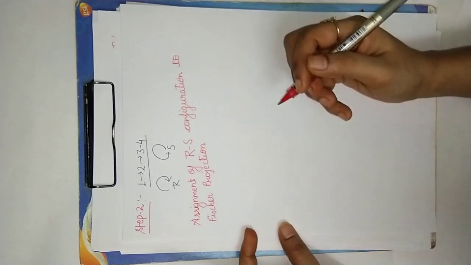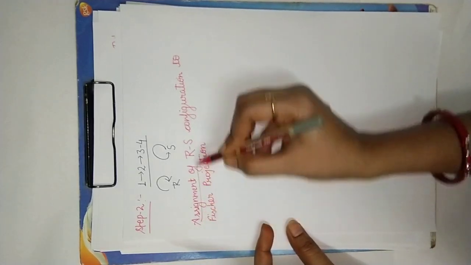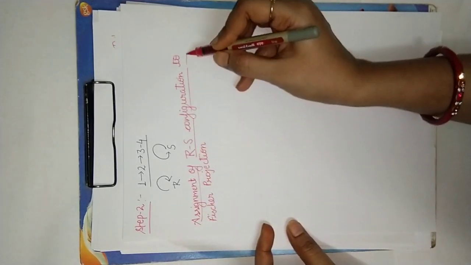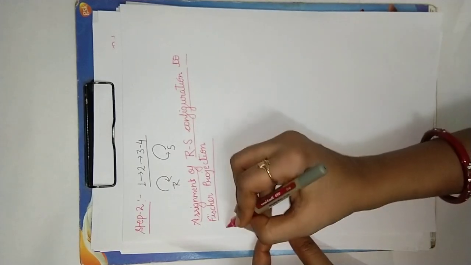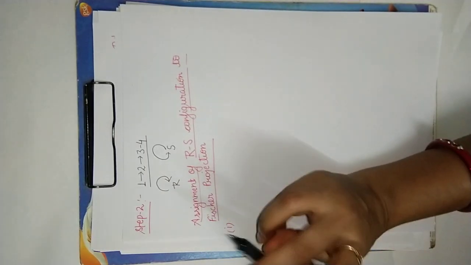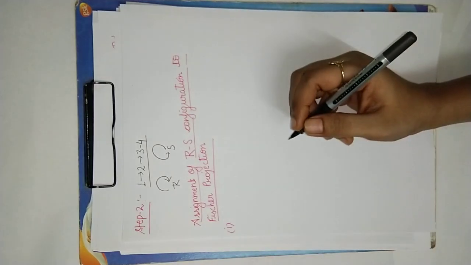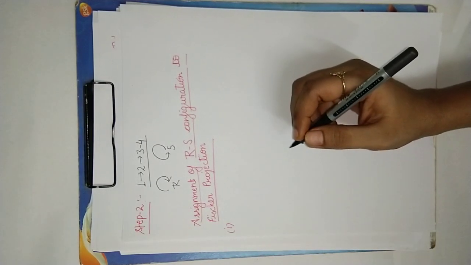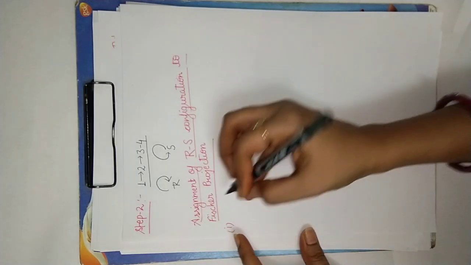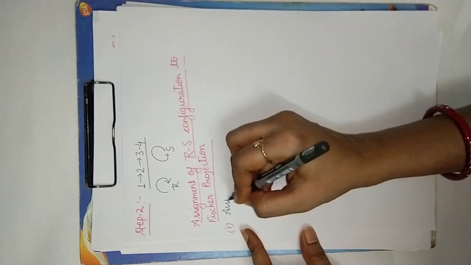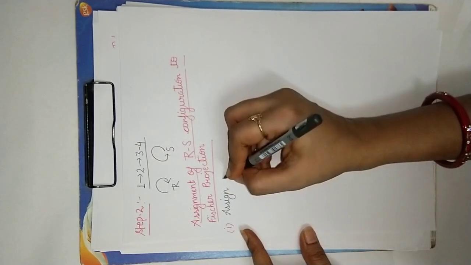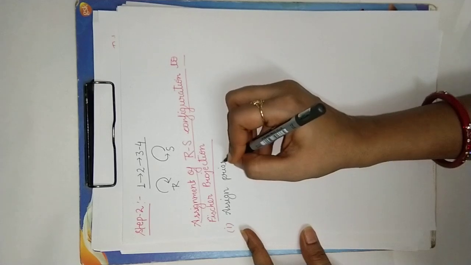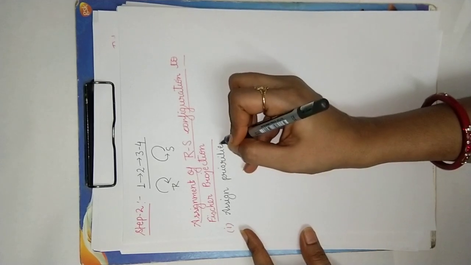Okay students, so according to Fisher projection, firstly, what will we do? Assign priorities to the 4 atoms or groups attached to the chiral carbon. Assign priorities.